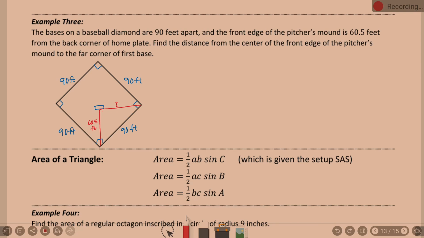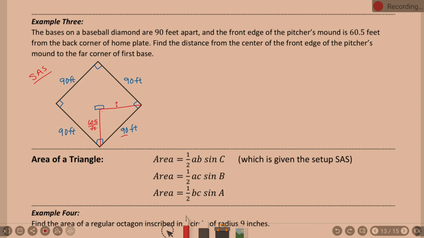Well, I'm trying to find a side here, so we're not using side, side, side. And it works with side, angle, side. So somewhere here, we need to be talking about side, angle, side. We know a side of 90. We know a side of 60.5. That means they're telling me I know the angle in between.